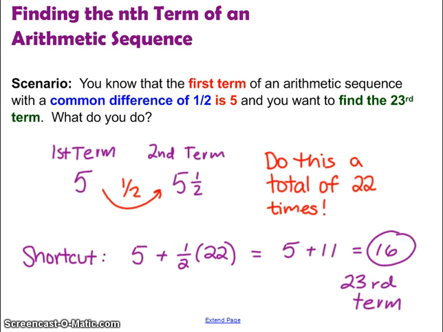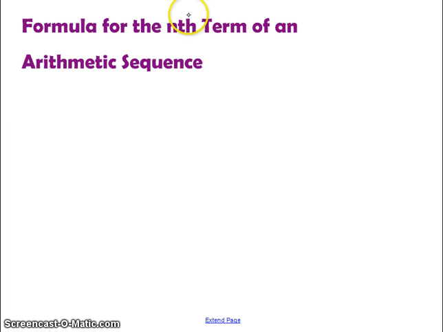There's actually a little formula you can use for finding the nth term, and we're going to talk about that right now. When I talk about the nth term, what I really just mean is any term of a sequence. I could ask you to find the 56th term, or the 117th term, or the 256th term. This is just a way to find any term easily.